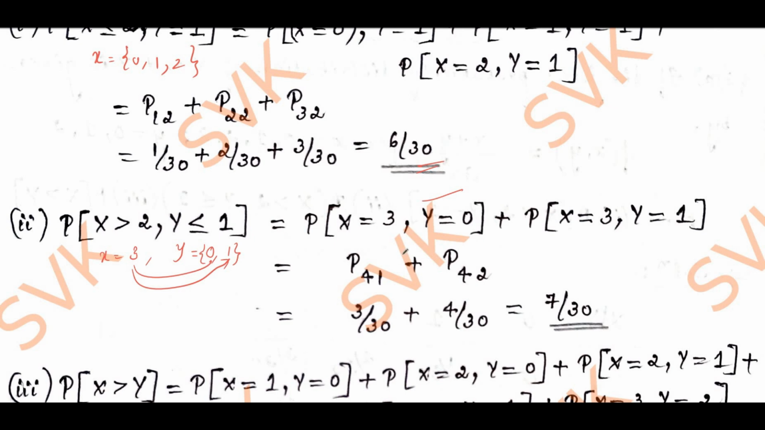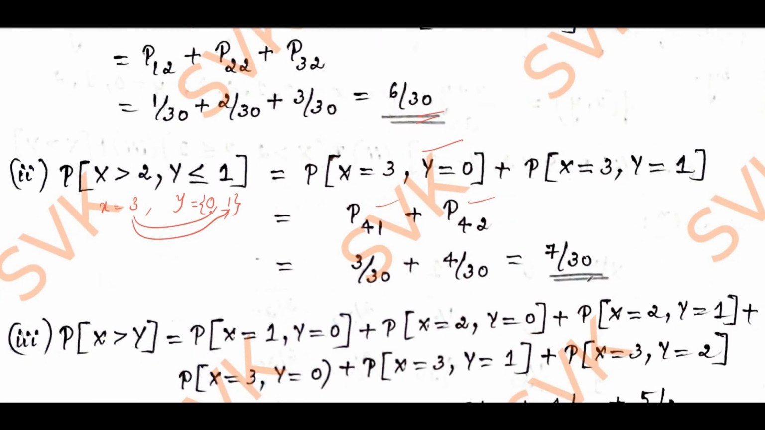P41 and P42 will give the values of the discrete joint probability distribution. So that is what I have got, the value 7 by 30.